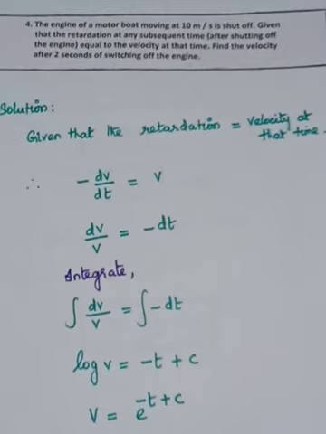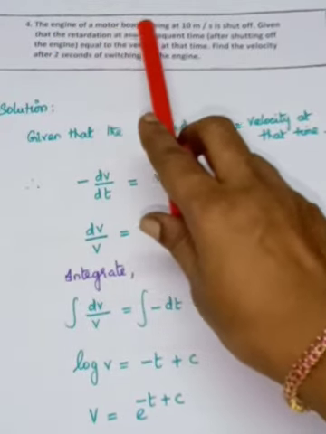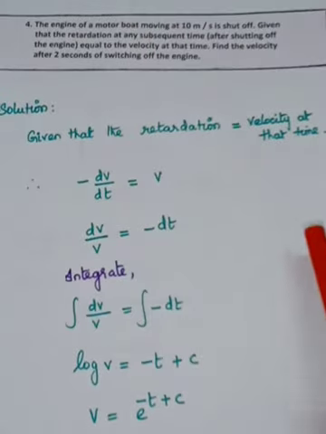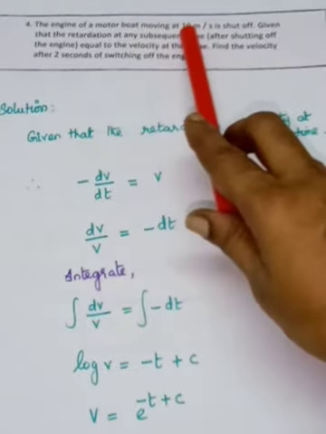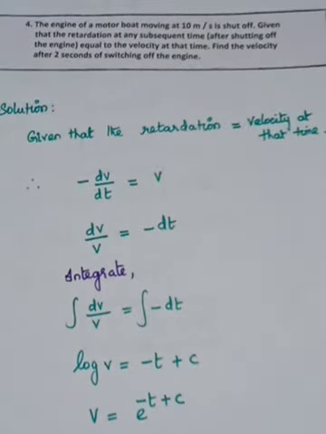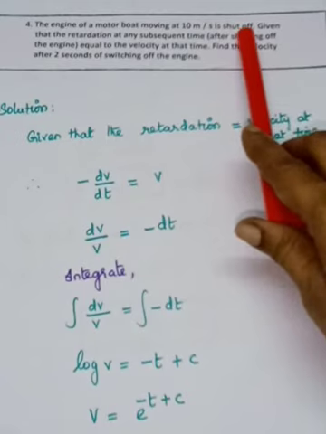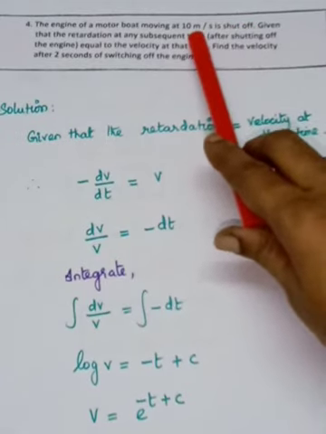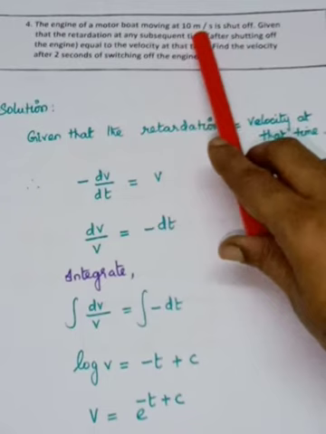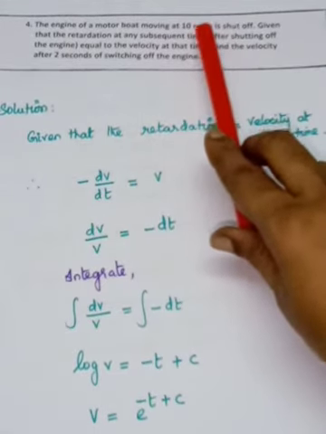So you see here, the engine of a motor boat is moving at the speed of 10 meter per second. Why am I saying 10 meter per second? Because per second it is moving 10 meter, so it is nothing but the speed of the motor boat. The engine of the motorboat is shut off. First, it is moving at the speed of 10 meter per second. So 10 meter per second is the velocity.